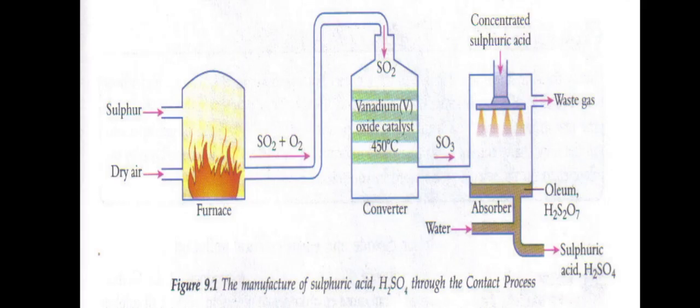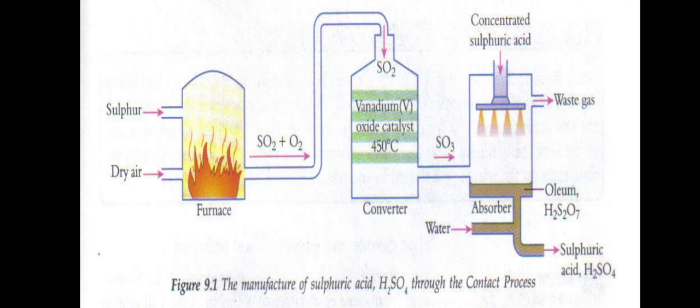In the first chamber, that is the furnace, we are adding dry air with sulfur, and when sulfur and dry air combine together they form SO2. This SO2 moves to the converter. In the second step we are using vanadium pentoxide as a catalyst, and we are taking the temperature of 450 degrees centigrade and pressure of 2 atm.